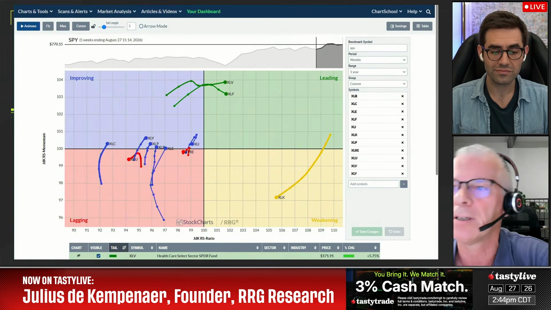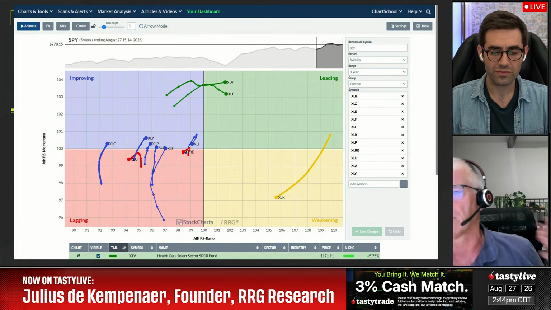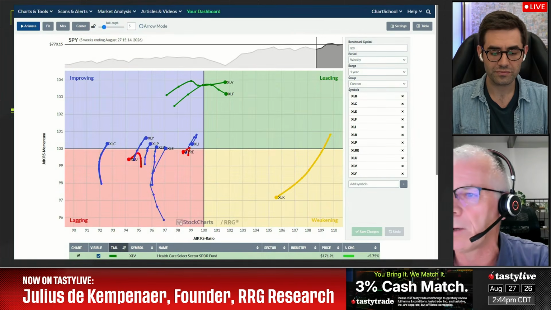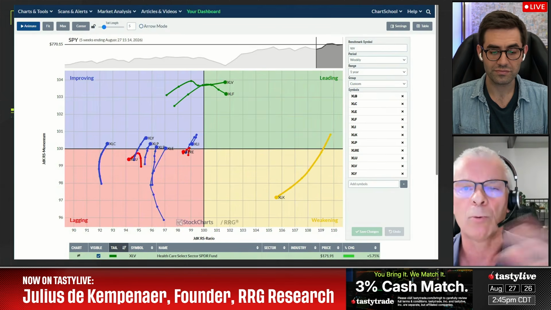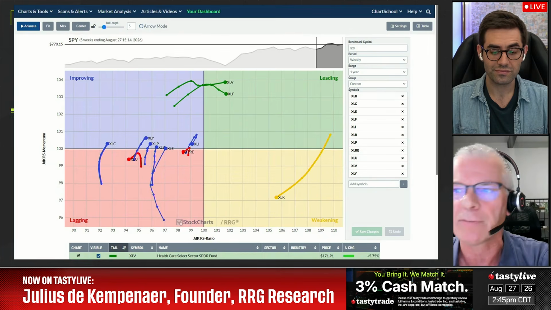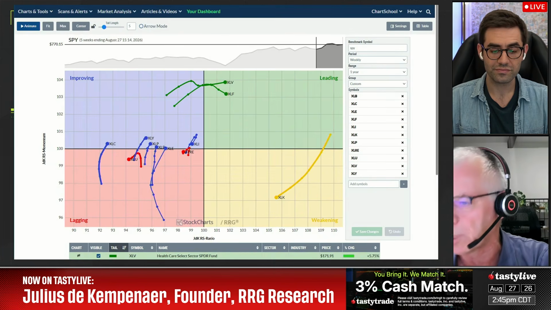So here are the sectors. A real quick look at what's happening in sectors right now. Healthcare and financials, they're booming. They're moving into that leading quadrant. By the way, this is a weekly RRG, so weekly data. It doesn't move all that fast. And the big move is for technology.